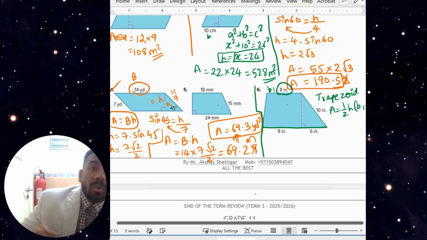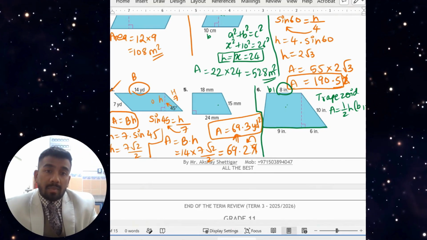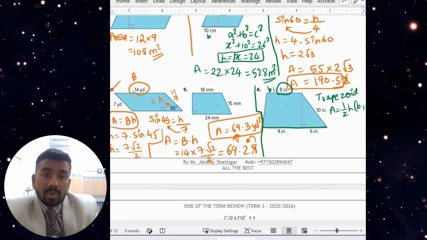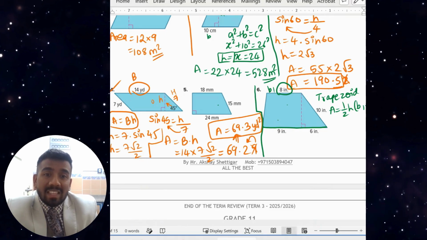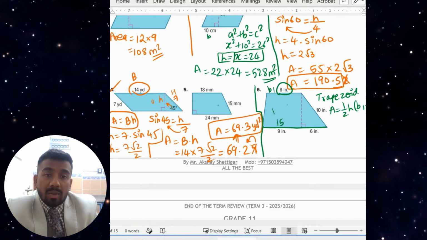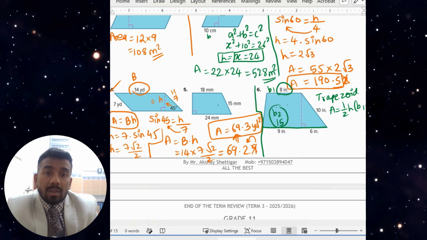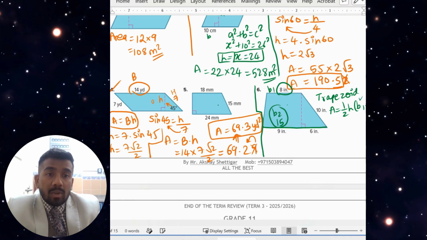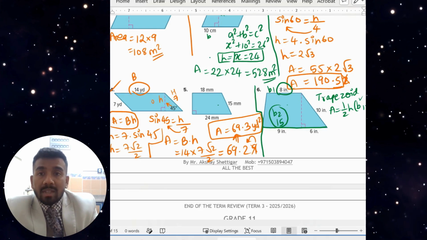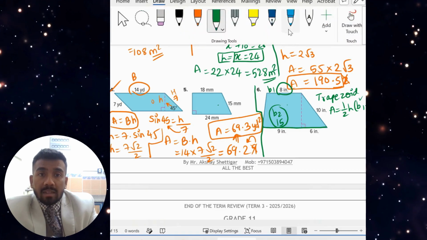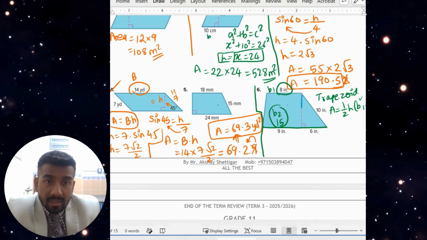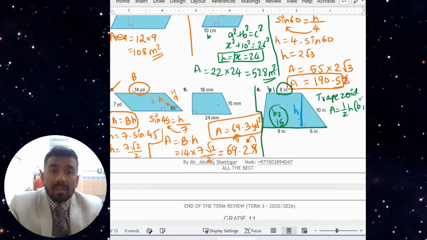Now what will be the total over here? 9 plus 6, that's 15. So 15 is your b2. So you know b1, you know b2. What we need is the height. Now where's the height? Let's take another color. So that's your height. See, this is your height.